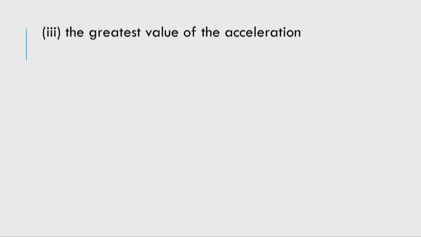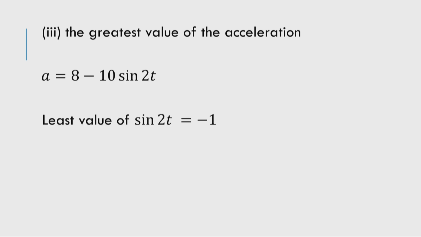Part 3. The greatest value of the acceleration. a is equal to 8 minus 10 sine 2t. The least value of sine 2t is equal to minus 1. With this least value of sine 2t, we are going to obtain the greatest value of the acceleration. a is equal to 8 minus 10 multiplied by minus 1. a is equal to 18 meter per second square.